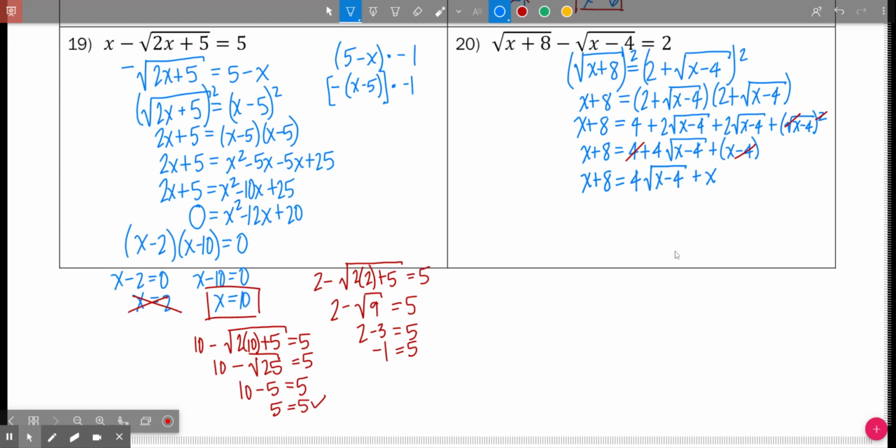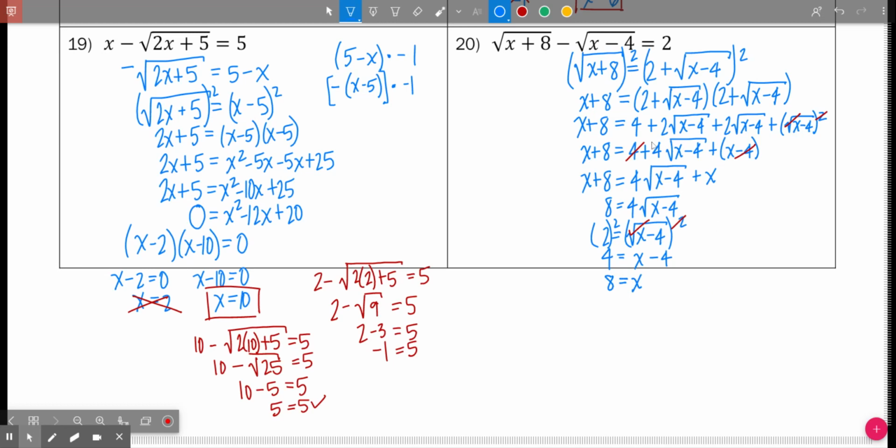Again, you want to isolate the radical. So I subtract x. That gives me 8 equals 4 times the square root of x minus 4. And when I divide both sides by 4, I have 2 equals the square root of x minus 4. So now I square both sides again. This gives me 4 equals x minus 4, because the square of a square root cancels out. And when I add 4 to both sides, x is equal to 8.